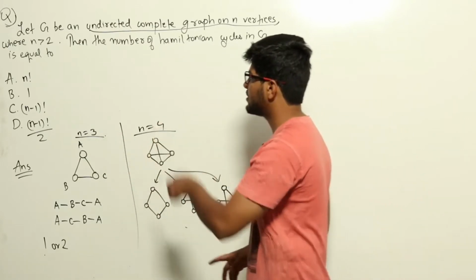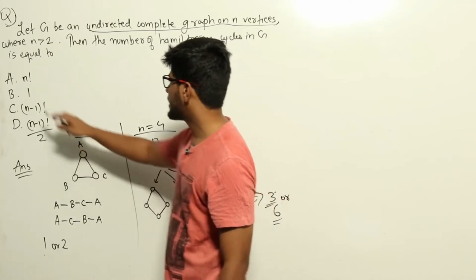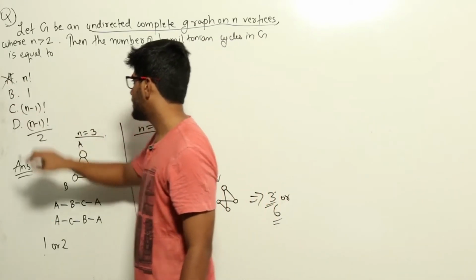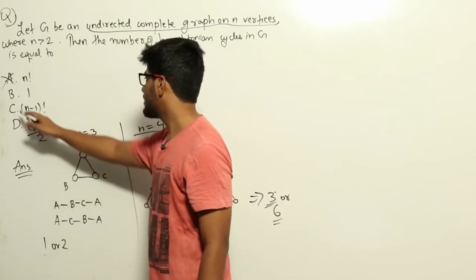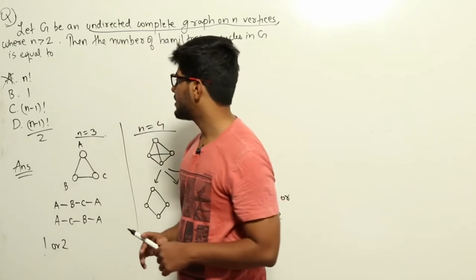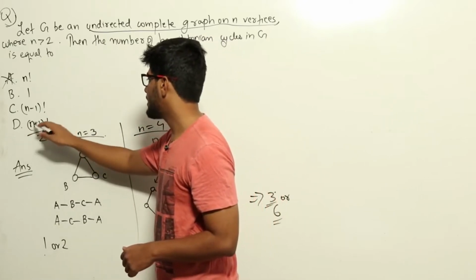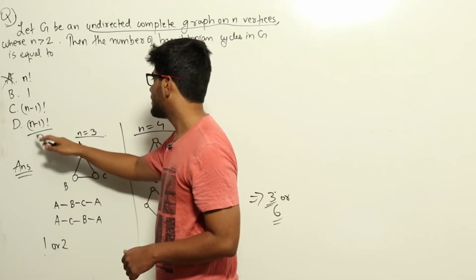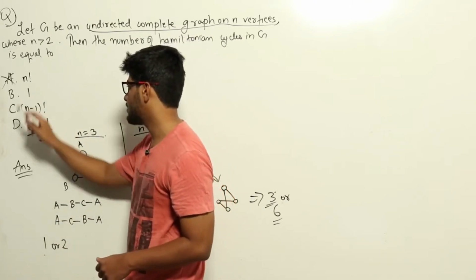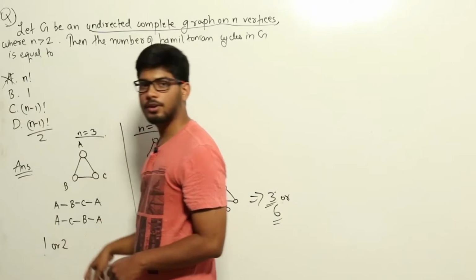Now let us look at the options. For n equal to 3, A is 3 factorial, which is 6, that is neither 1 or 2, that is wrong. B is 1, which may be the answer. C is n minus 1 factorial, that is 2 factorial, that is 2. D is n minus 1 factorial by 2, that is 3 minus 1, 2 factorial by 2, that is 1. So this gives 2, this gives 1, this gives 1. All 3 satisfy 1 or 2.